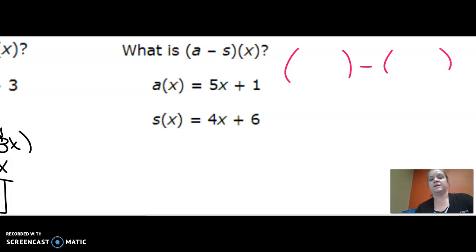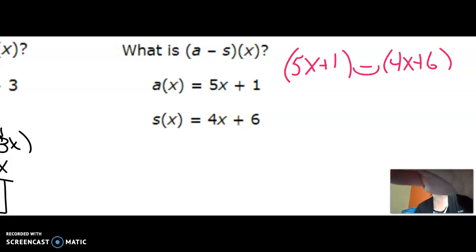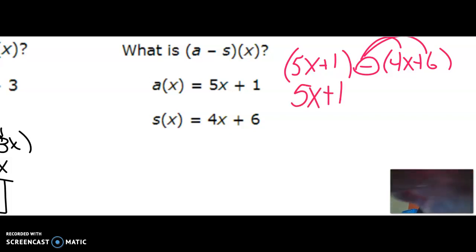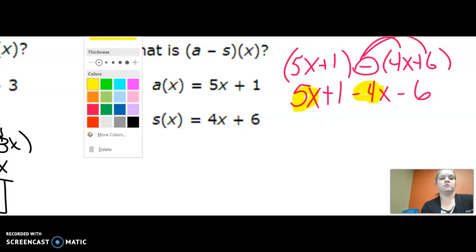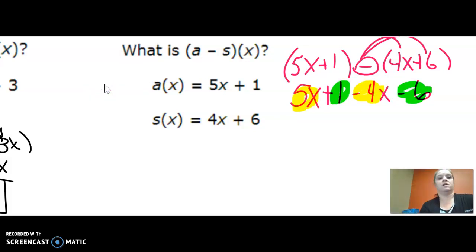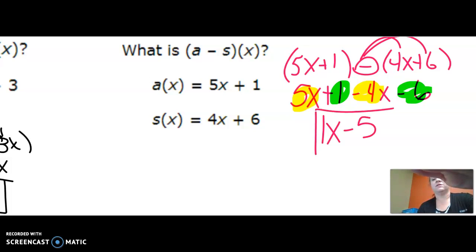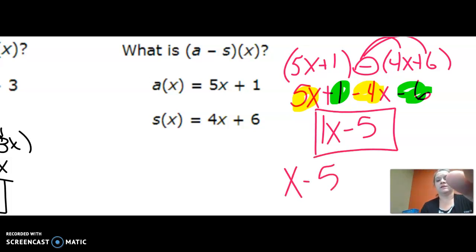A minus S. Your A is 5x plus 1. Your S is 4x plus 6. Because of the minus sign, we are going to change those. So the 5x and the 1 stay positive. The 4x becomes negative. The 6 becomes negative. Then we add our like terms. 5x minus 4x is 1x. 1 minus 6 is negative 5. So 1x minus 5, or x minus 5.